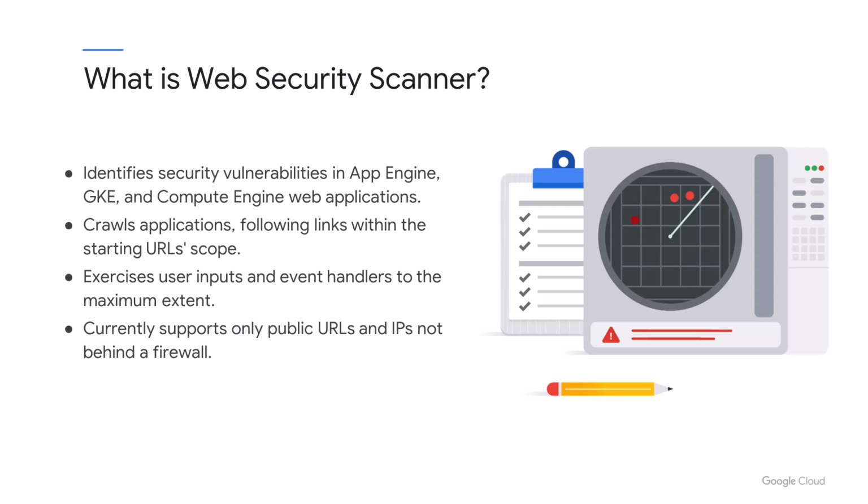It works by methodically crawling through your applications. It navigates your web landscape, following every link within the scope of your provided start URLs. The scanner is meticulous in testing various user inputs and event handlers, striving to cover as much ground as possible. Currently, the Web Security Scanner only supports public URLs and IPs that are not shielded by a firewall.